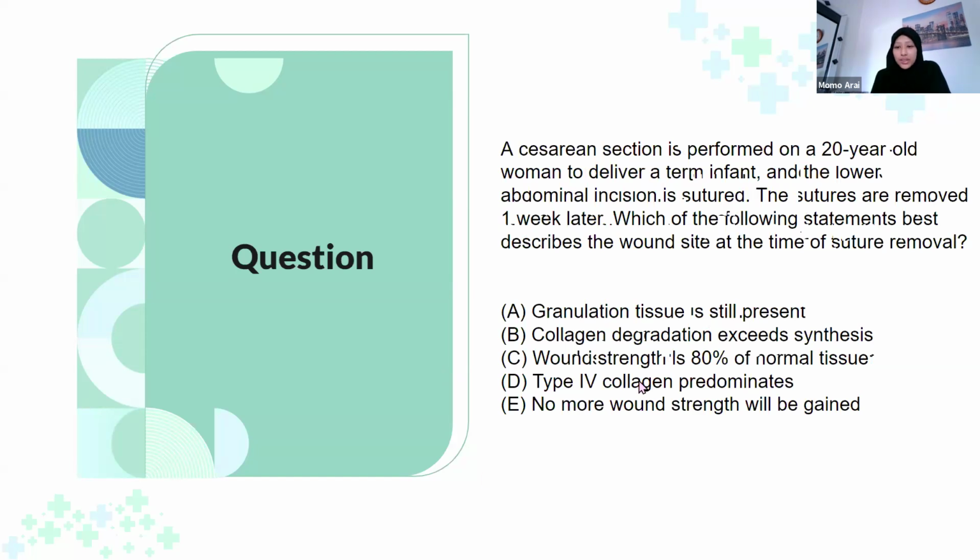Type 4 collagen predominates, not necessarily. Which collagen comes in healing? That's more important. Type 1. Good job, yes, type 1. Type 4 is basement membrane. No more wound strength will be gained: no, wound strength will increase week by week after this. So that's why it's wrong.